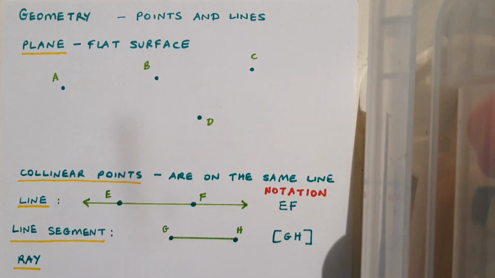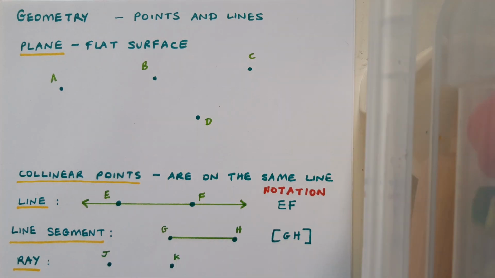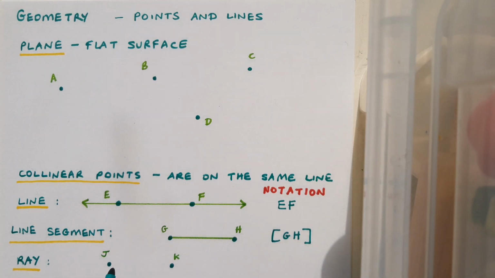And there's a third type as well, called a ray. So to explain what a ray is, I've marked in 2 more points. I've called them J and K. Just as a little side note, notice how I went from H to J and I didn't use the letter I to indicate the name of a point. Why do you think I did that?